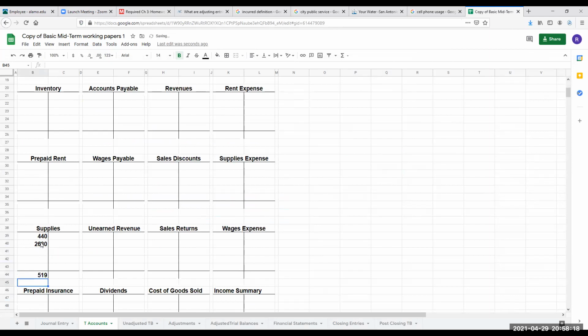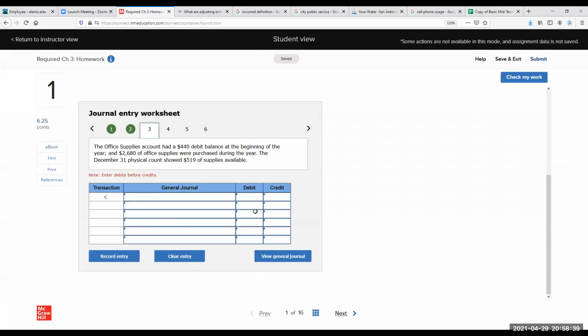So if you had 3120, how much did you use to end up with 519? So 440 plus the 2680 is equal to 3120, minus the 519 means you used 2601. And if you used it, it's become an expense. So 2601 has become an expense of the supplies. The supplies expense goes up with a debit, and the supplies, the asset, goes down with a credit. What else is going on?